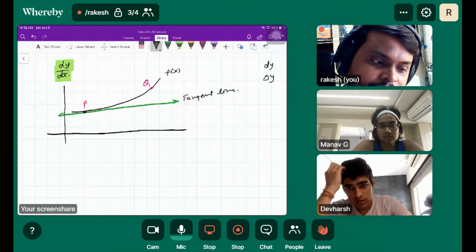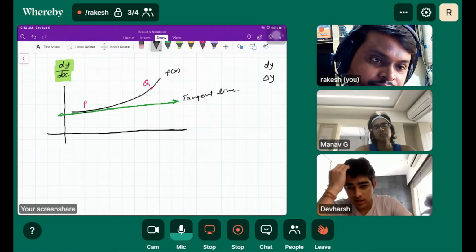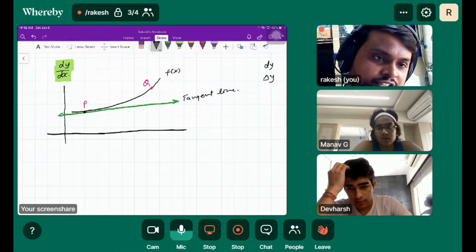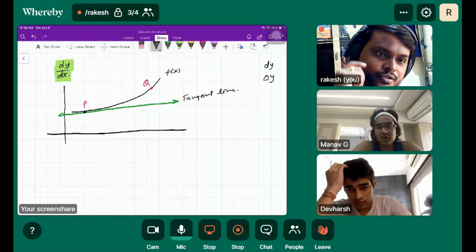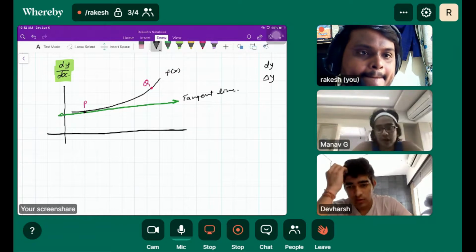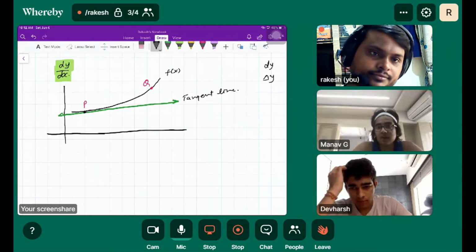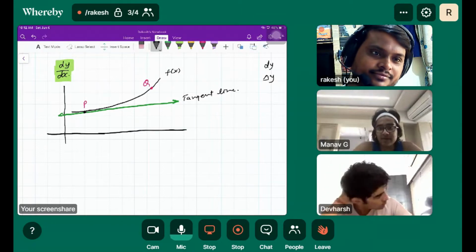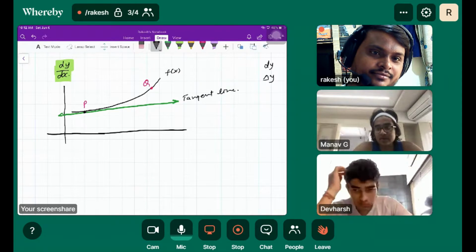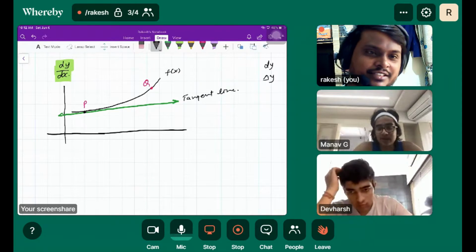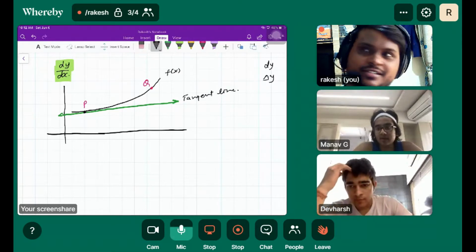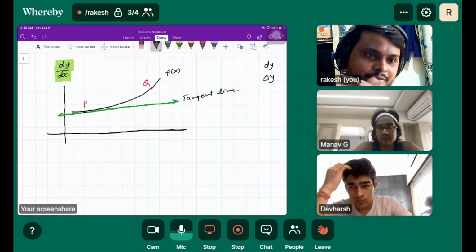What is delta y? It is the net change in y from one point to another. Delta y is just the y coordinate of q minus the y coordinate of p. When p and q are very close, the difference between them is very small, and delta y approaches zero. That definition is sunk into our blood basically.